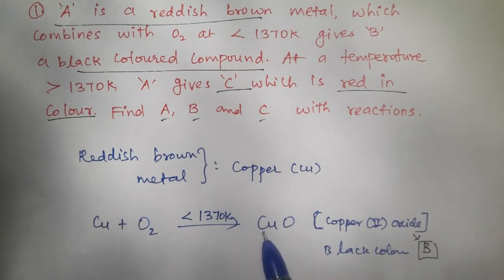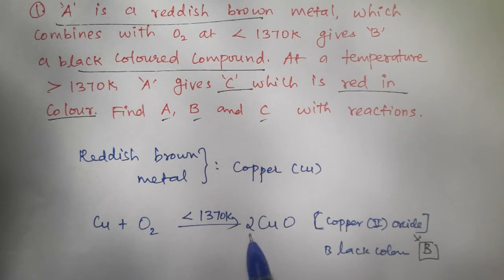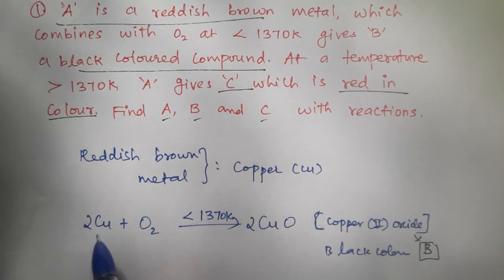Now we have to balance this equation. Oxygen here is 2, here only one oxygen, so you have to put 2. Here 2 copper, here only 1 copper, so to balance you have to use 2.